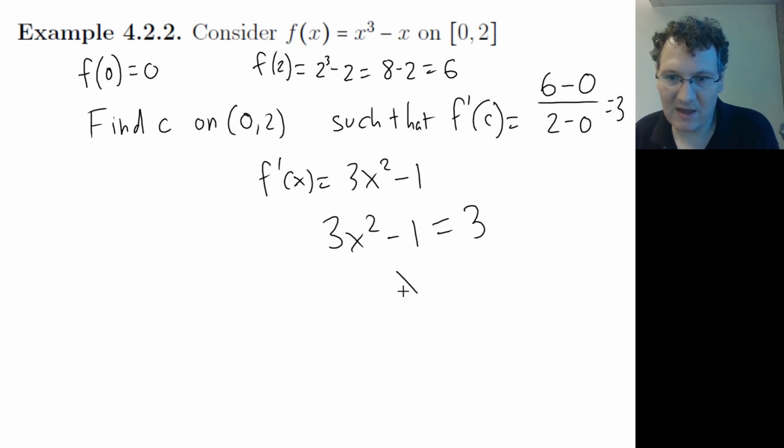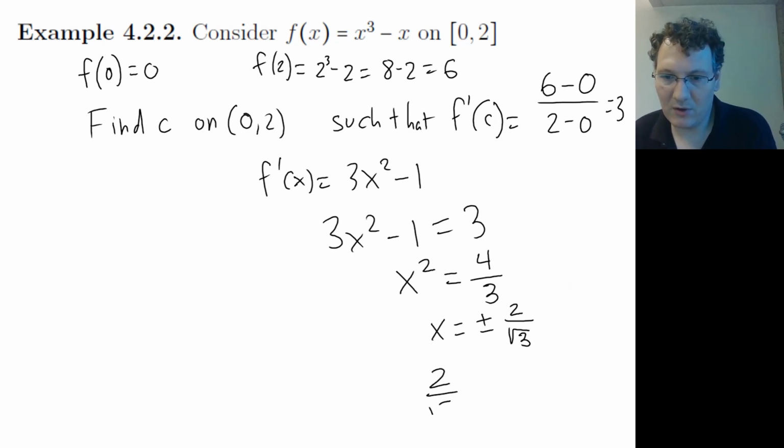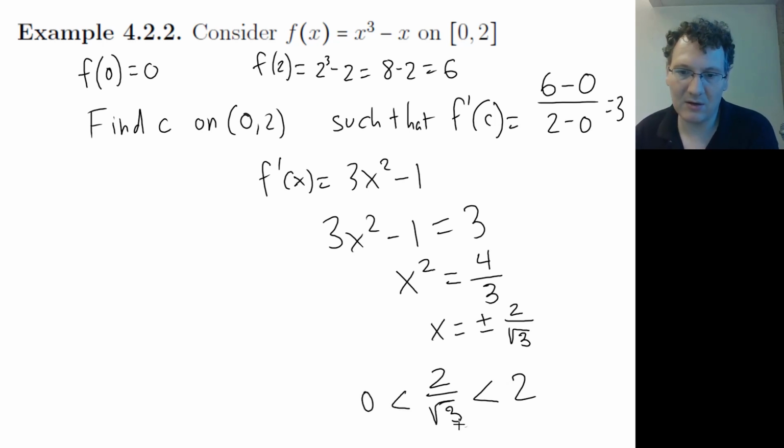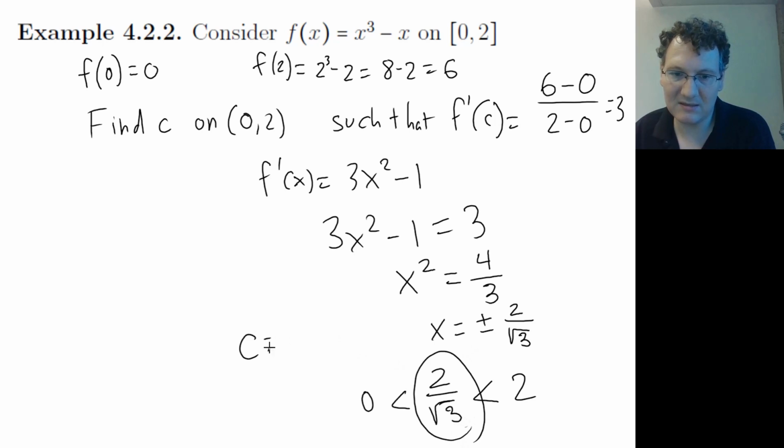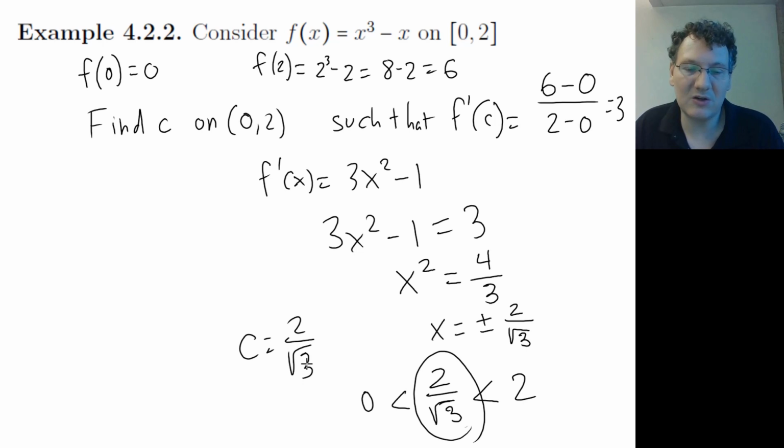Well, let's see. We have x squared equals 4/3, right? So x is going to be plus or minus 2 over root 3. And it turns out that 2 over root 3 is between 0 and 2. So that's going to be our c. C is going to be 2 over root 3. So there is this point between 0 and 2 where the derivative at that point is exactly equal to 3. That's the mean value theorem.